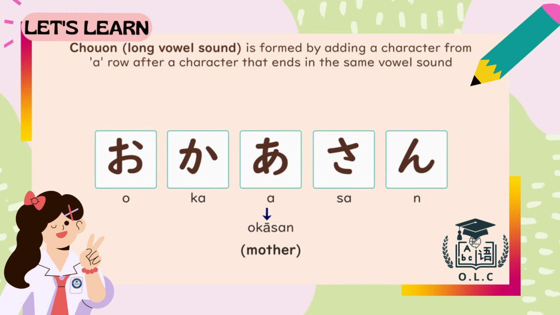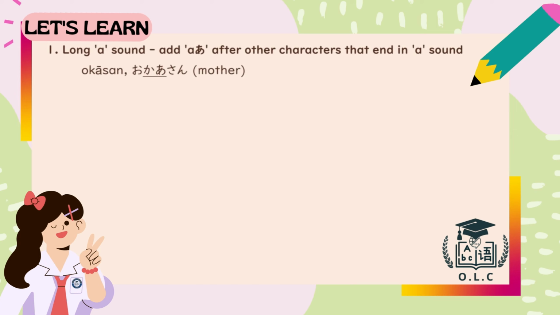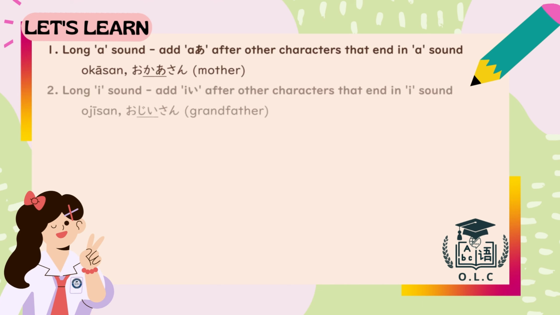Now, to read this long vowel sound, there are various rules we need to be aware of. First, we can create the long ah sound by adding ah after other characters that end in ah sound. A good example is the word we saw earlier for mother. Second, we can create the long e sound by adding e after other characters that also end in e sound. A good example is the word for grandfather.